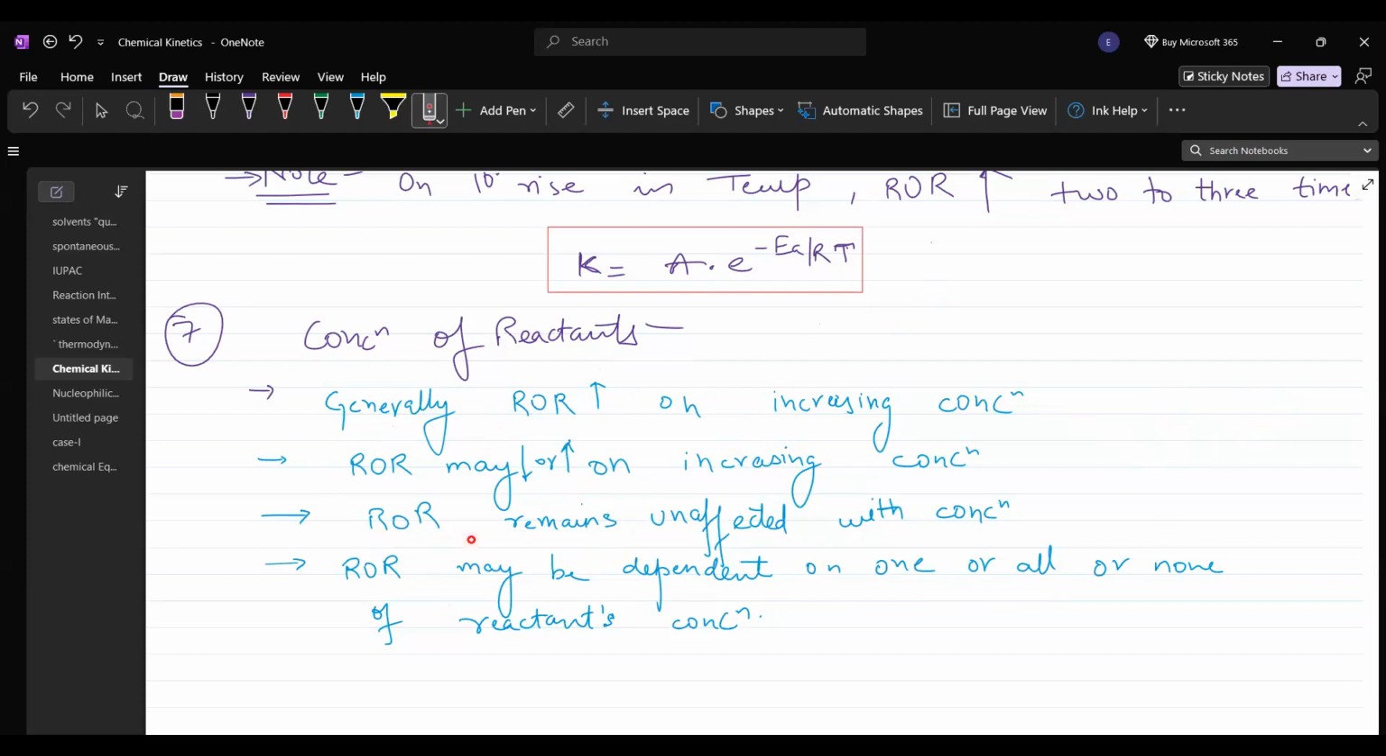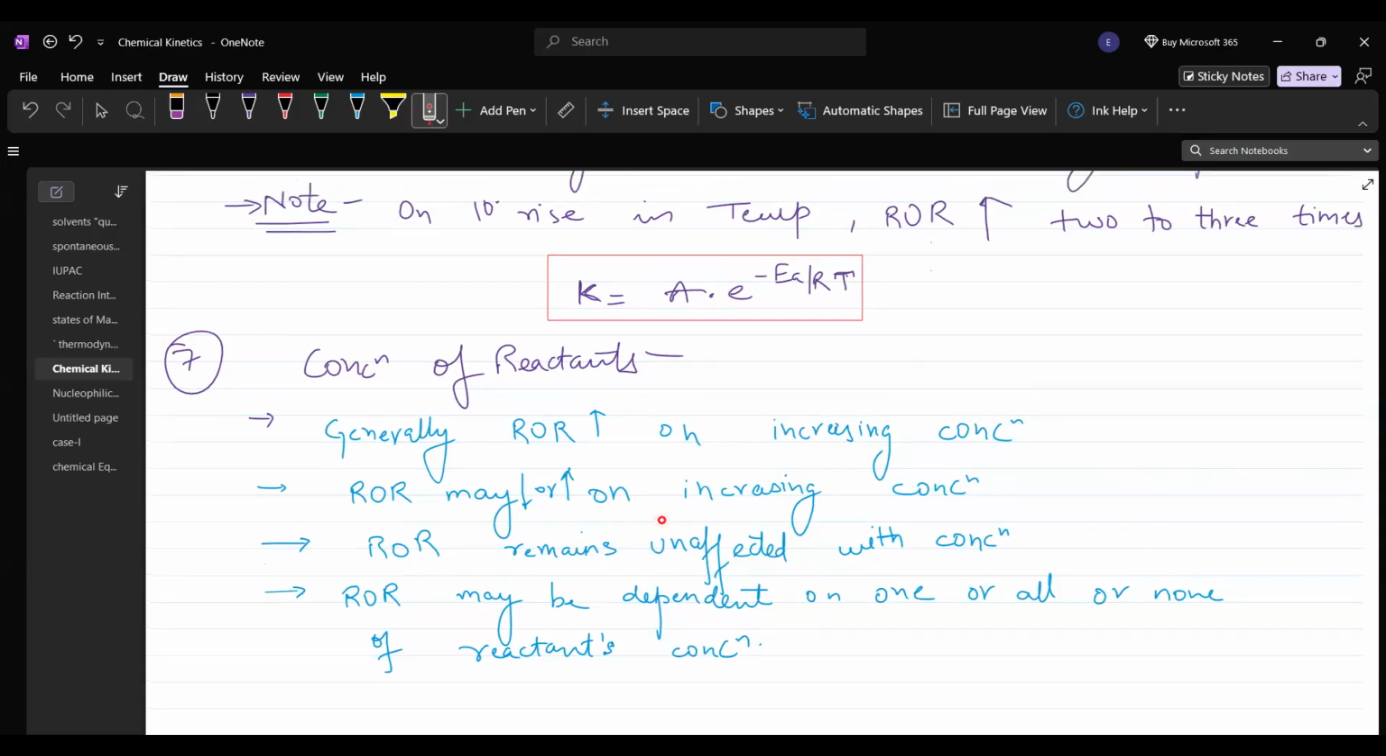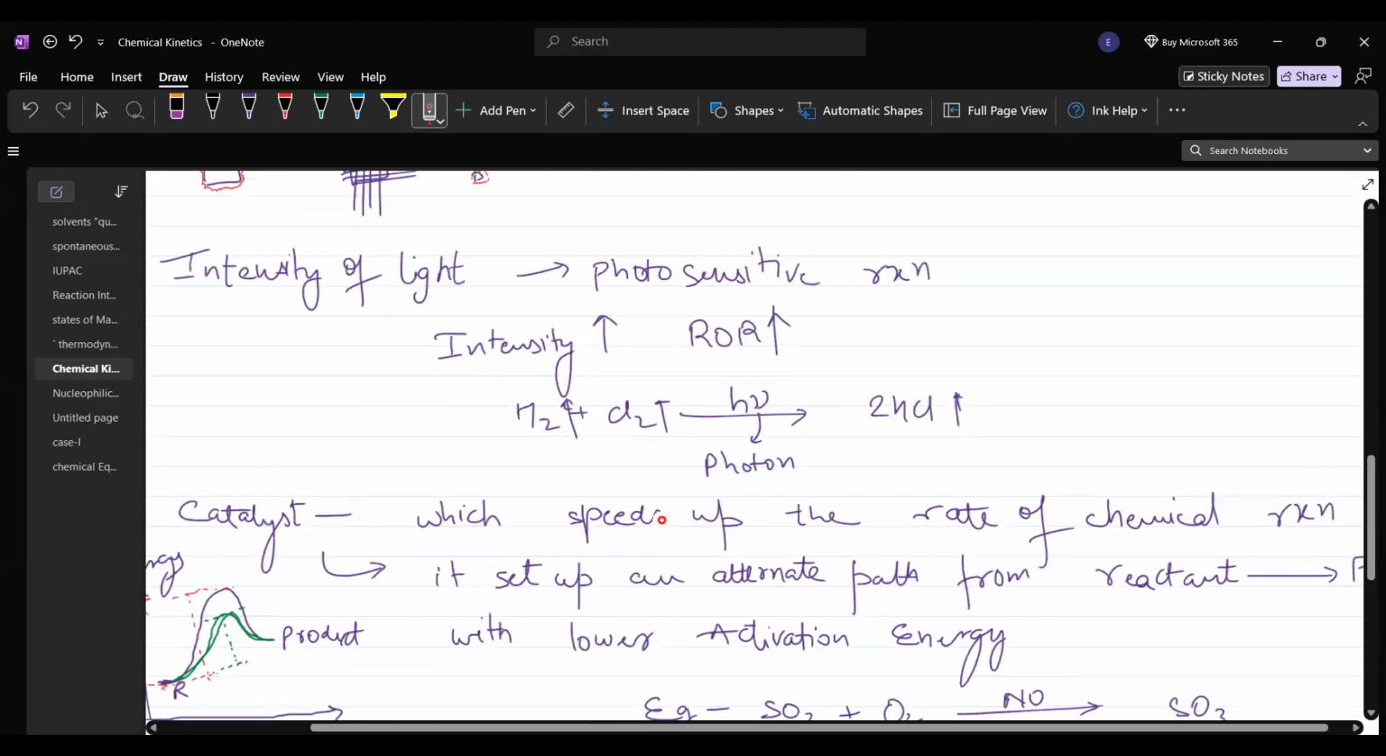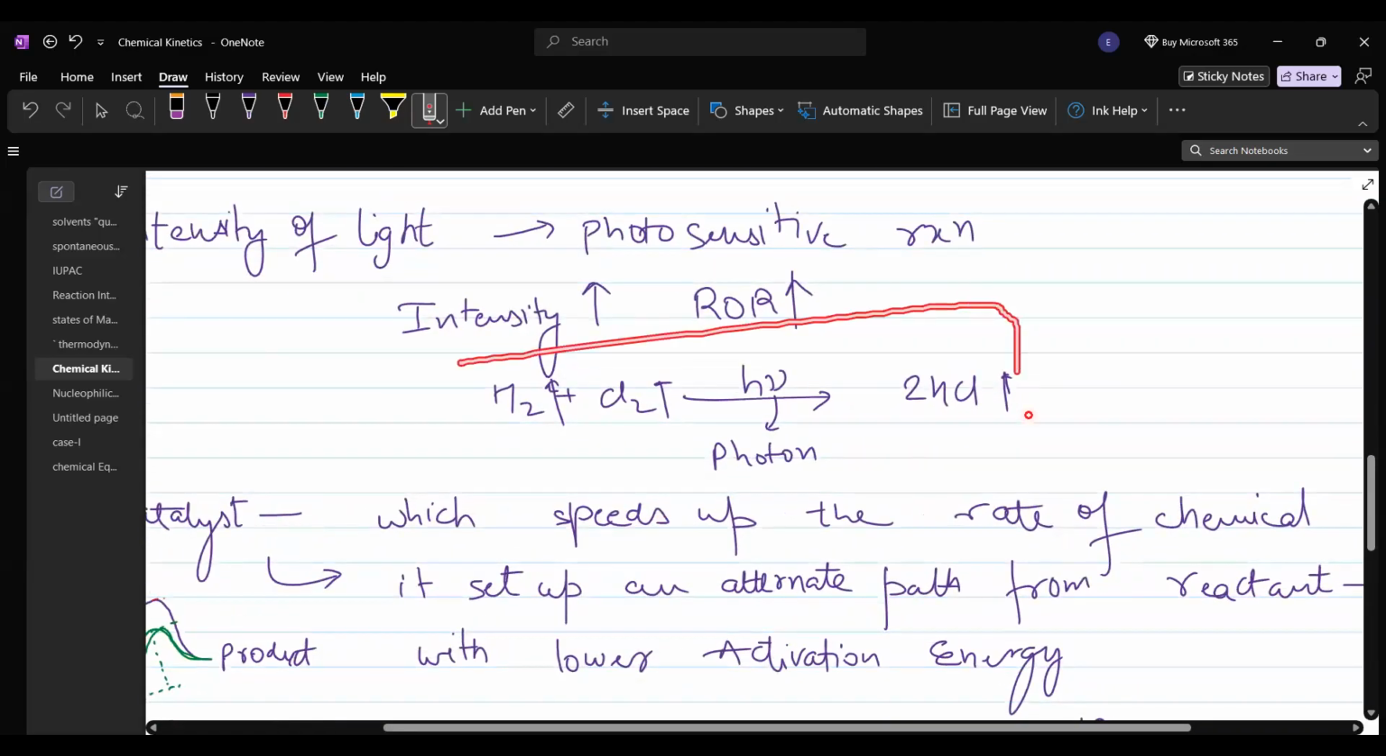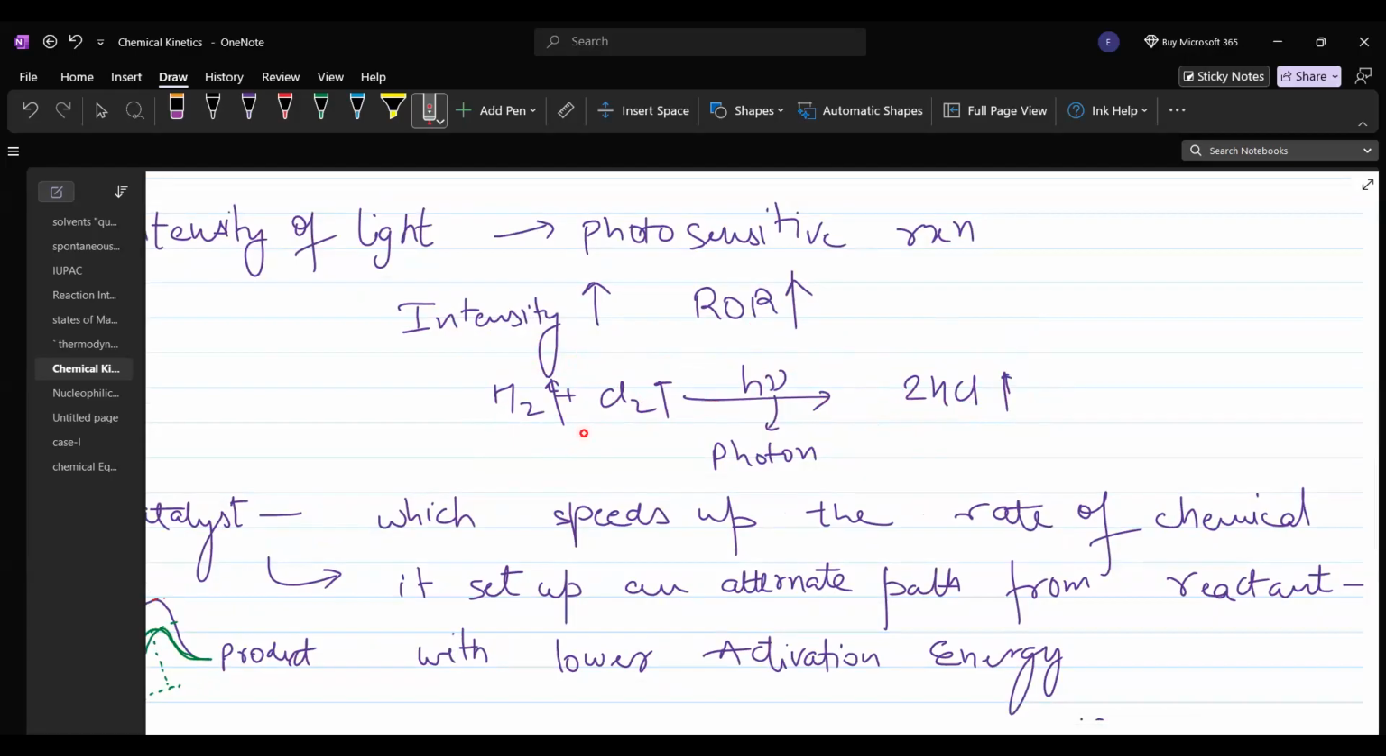Okay. Sometimes the rate of reaction does not depend on concentration at all. Whether concentration is increasing or decreasing, it does not affect the rate of reaction. That is why we have written that the rate of reaction remains unaffected. For example, since I told you we will revisit it, we are visiting this one. As you can see, when we increase hydrogen or chlorine concentration, it does not affect the rate of formation of HCl.